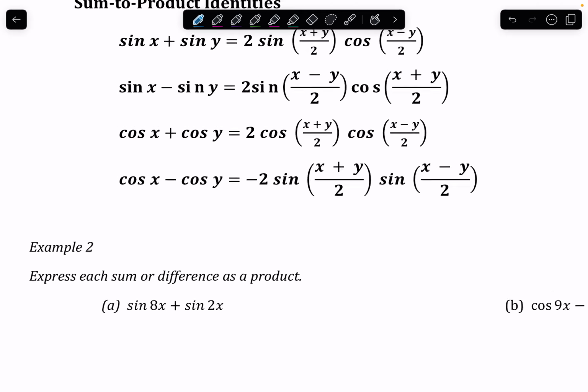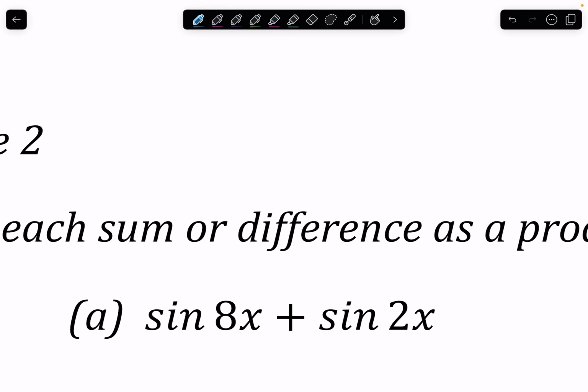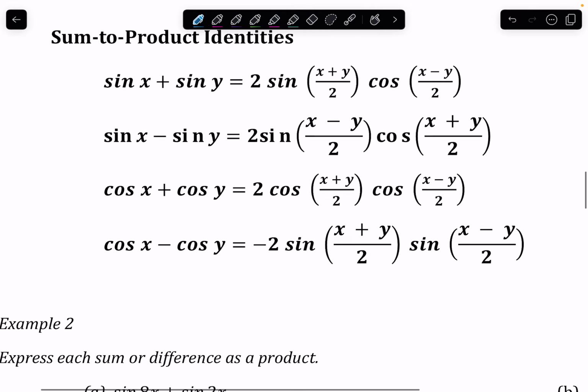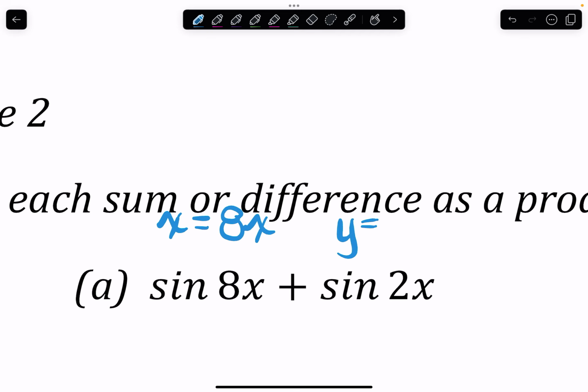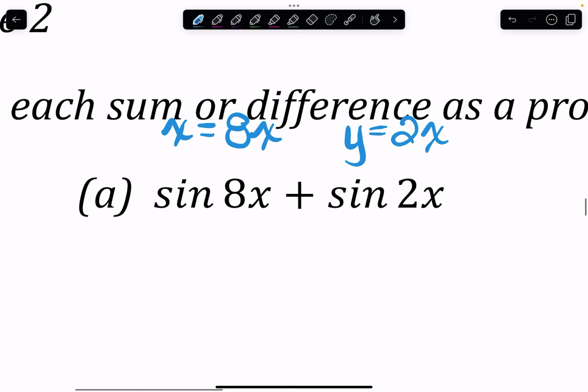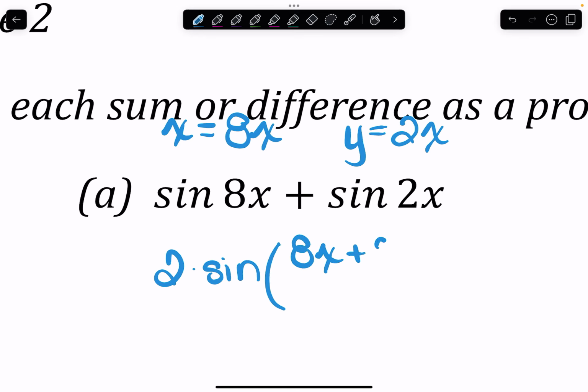All right, so in this case, we're doing sine of 8x plus sine of 2x. So that's using this top one up here, sine plus sine. So x, as far as the formula at the top is concerned, is 8x, and our y is 2x. So sine of this plus this is 2 times the sine of the sum of the angles divided by 2, kind of like the average. So x plus y all over 2.